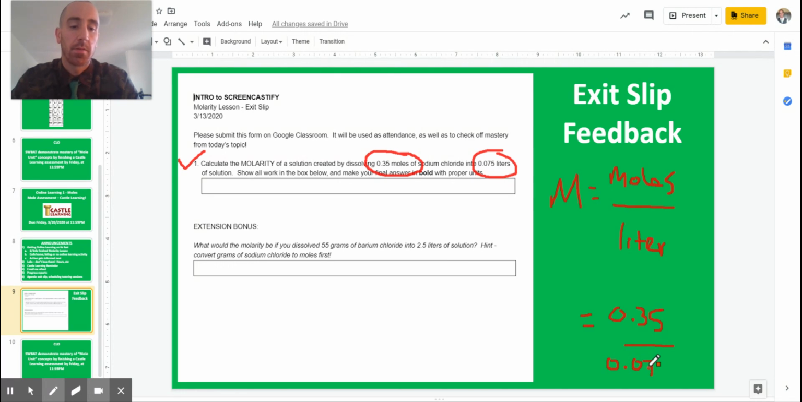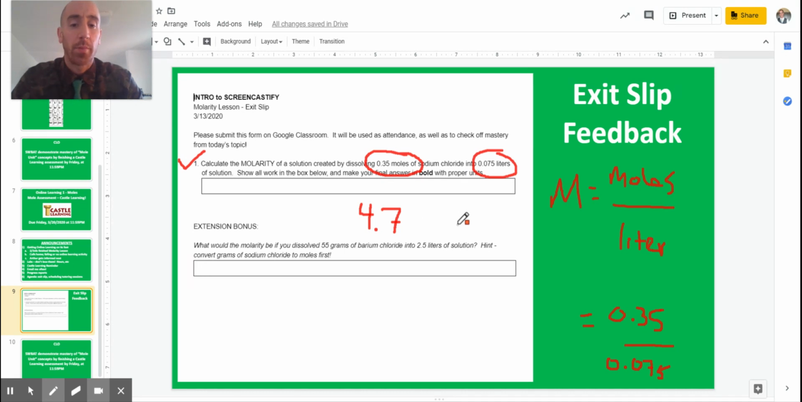So that's it. 0.35 divided by 0.075 should have given you a final answer of 4.6666666, and so on. Or if you round that to the nearest tenth, which I recommend, 4.7 should have been your answer. Now, a couple of things. Most people got that number. There were some small rounding mistakes, like 4.6666 repeating does not round to 4.6. That would round up to 4.7, but that's fine.